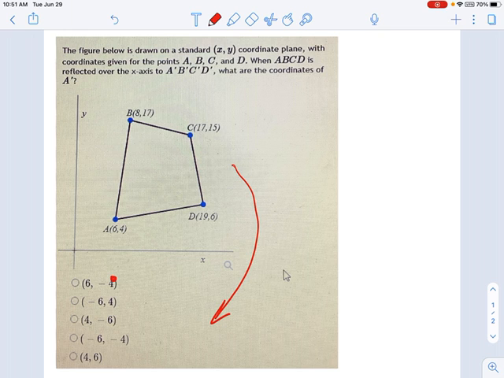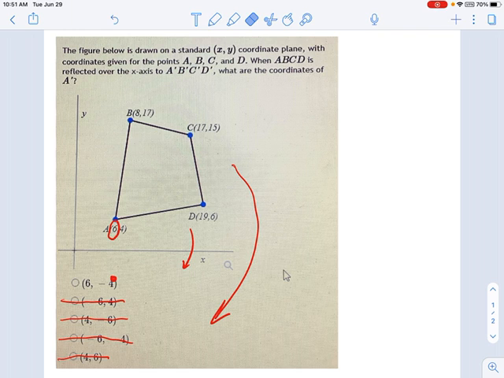When you flip something, when you reflect it over the x-axis, you're not actually changing the x-coordinate at all. You're just doing a mirror image here. So the x-coordinate starts out as 6. It's going to end up as 6 too. And that means I can rule out several of these. Oh, look at that. I can rule out all of these possibilities just based on understanding how that transformation works.